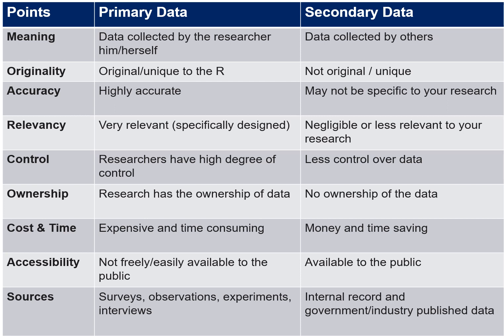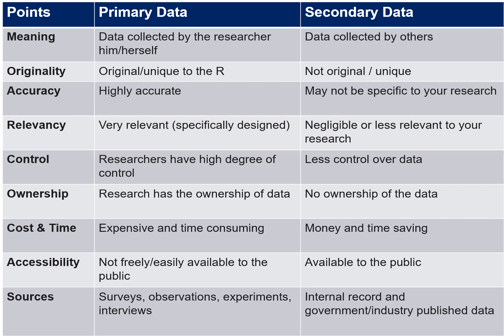Obviously this table demonstrates the differences between primary data and secondary data, and what they mean. For example, primary data is the data collected by the researcher, him or herself, which is you, and secondary data is collected by other people, which already exists there, and you have access to it. In terms of originality, primary data is original, isn't it? It's unique to you and to your research, while secondary data is not.